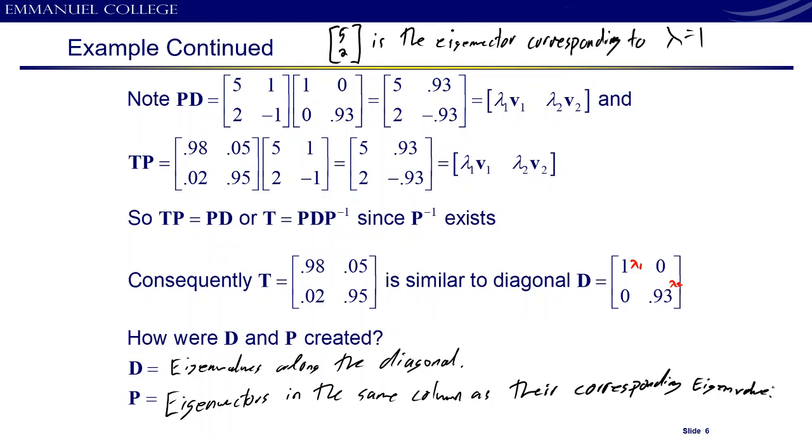So basically all I'm saying is, if lambda 1 goes in your first slot, your 1,1 slot, then your eigenvector associated with it has to go in the first column. You can't put eigenvalue 1 in 1,1 and eigenvalue 2 in 2,2, and then switch their eigenvectors. That will not work. So just keep that in mind. You have to be diligent about that.